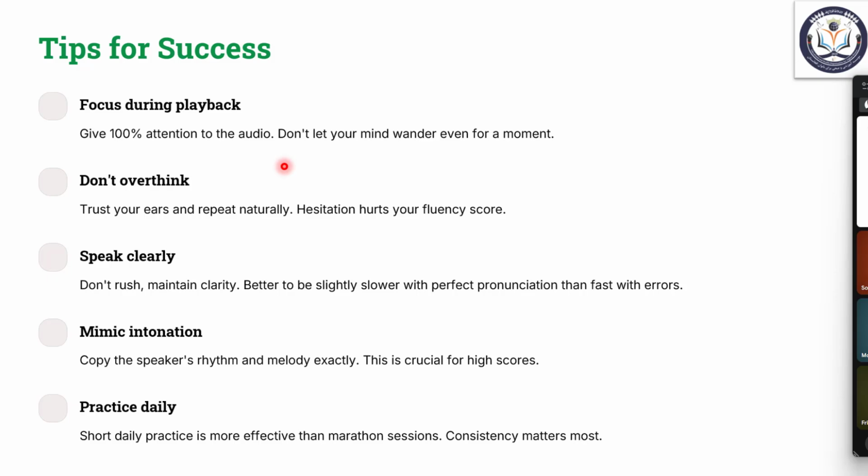And the next thing is, in order to achieve all these things, the great thing is to practice every day. Practicing daily will help you a lot.